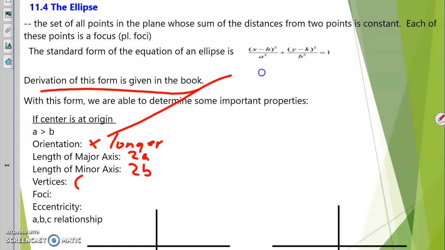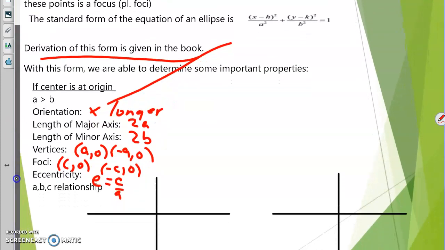Our vertices are related to A, at (A, 0) and (negative A, 0). Our foci are C distance away, so those will be at (C, 0) and (negative C, 0). And again, I'll show you these. Eccentricity is just a ratio, and I'll use E for eccentricity. It's the ratio of C to A. So down here, we're going to talk about the relationship.